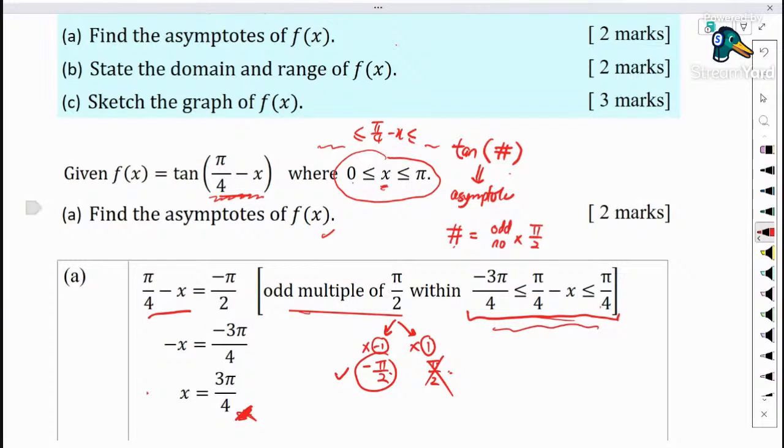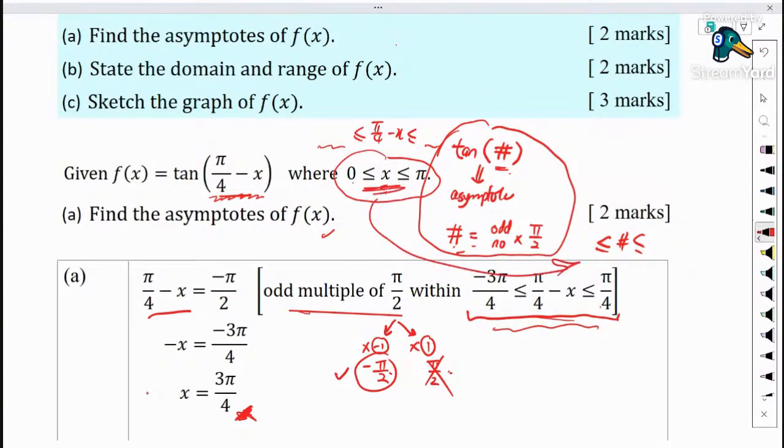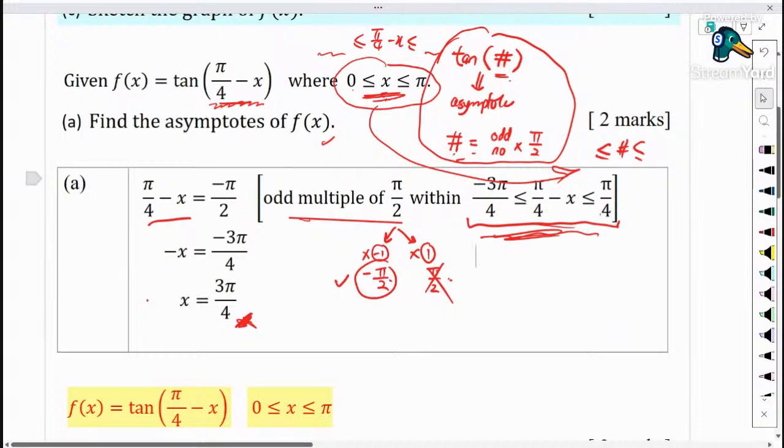So the important clue to take note of is the idea that I told you just now. Don't care what tangent, whatever angle is inside. If you want to find the asymptote, you take this angle equal to the odd number multiple of pi over 2. And you check, within the given interval, from where to where is the answer. The interval must be regarded on the interval of the hashtag, not the x given in this form here. You need to convert x into the corresponding hashtag, like what I'm doing in this calculation here. Go on. So as a result, this is what we have for the answer.